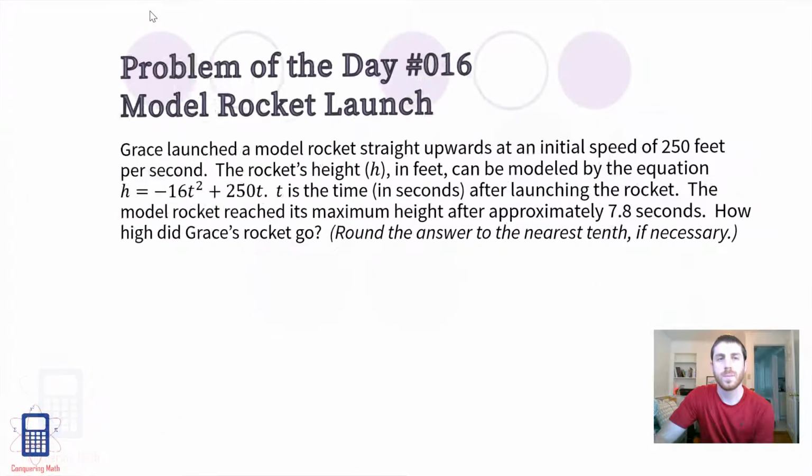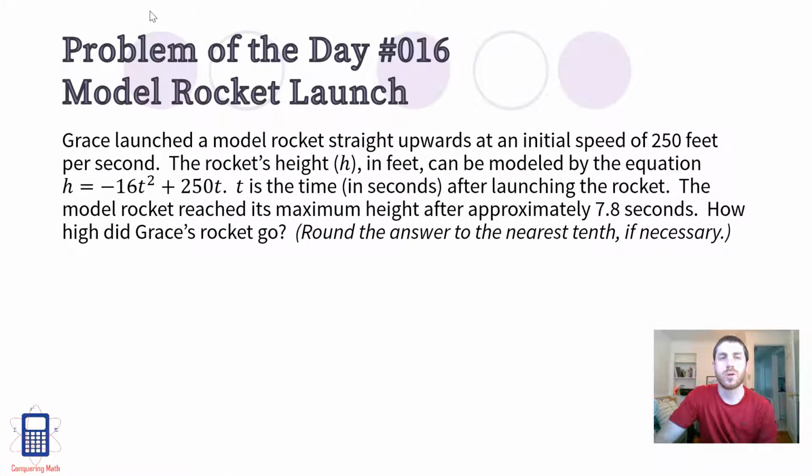Let's take a look. Grace launched a model rocket straight upwards at an initial speed of 250 feet per second. The rocket's height, h, in feet, can be modeled by the equation h equals negative 16t squared plus 250t. T is the time in seconds after launching the rocket. The model rocket reached its maximum height after approximately 7.8 seconds. How high did Grace's rocket go? And round your answer to the nearest tenth if necessary.